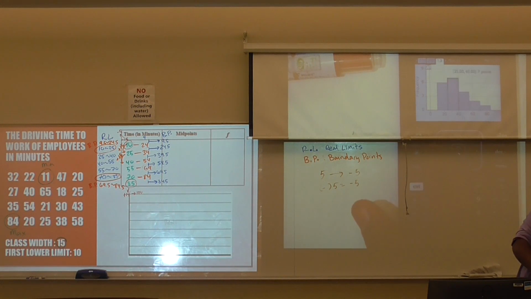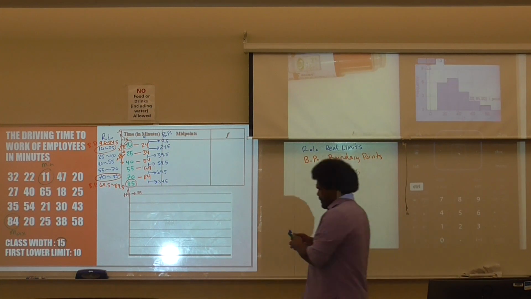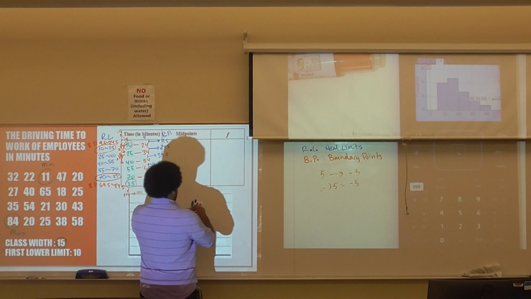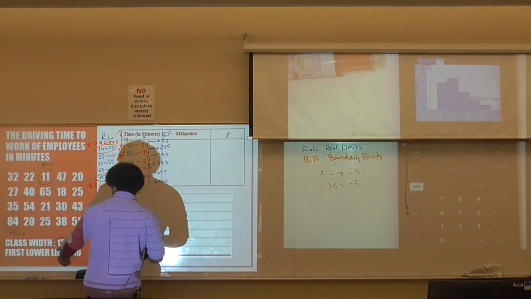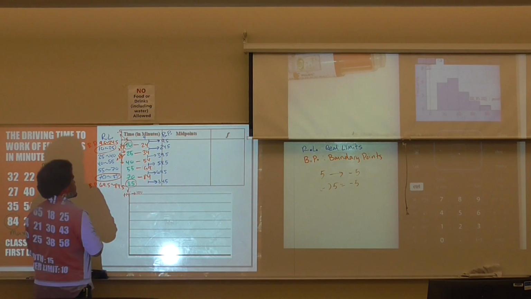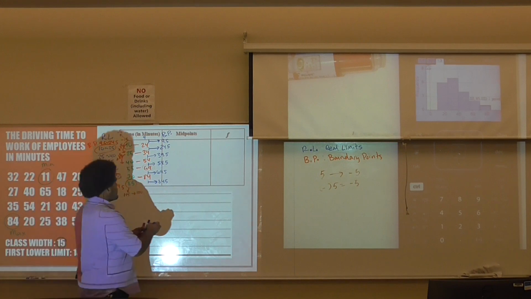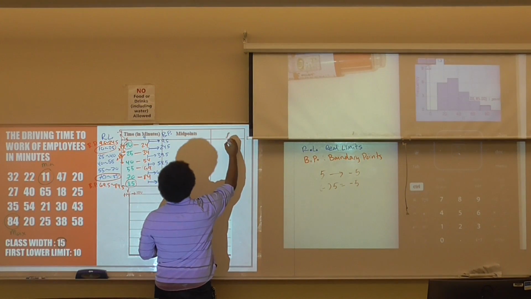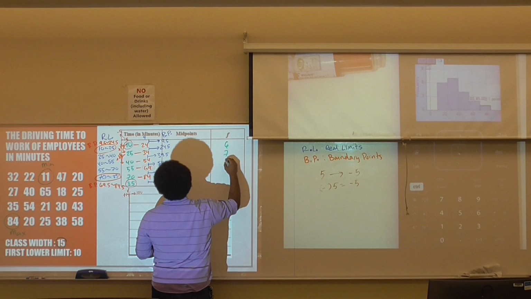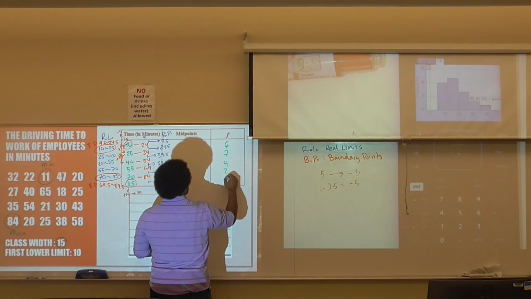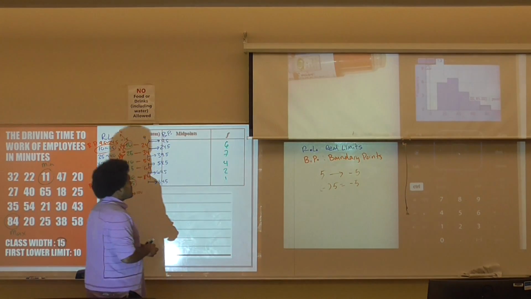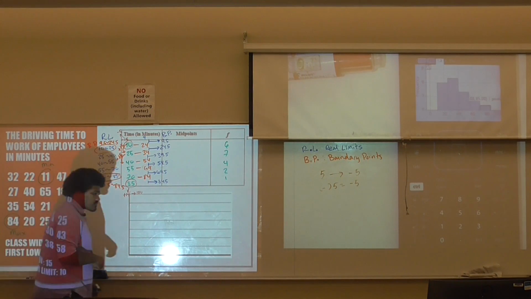So the first class is supposed to have 6, the second class is supposed to have 7, third class 4, fourth class 2, and last class 1. So those are the corresponding frequencies that we're going to put in here for the class. I'll put it in green. So we're looking at pretty much 6, 7, 4, 2, 1. So we have those in here.